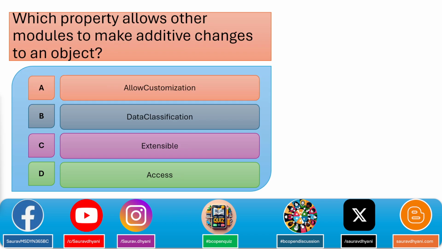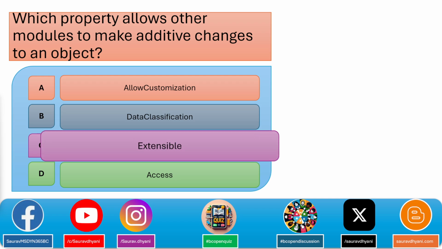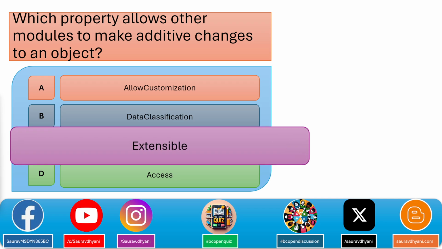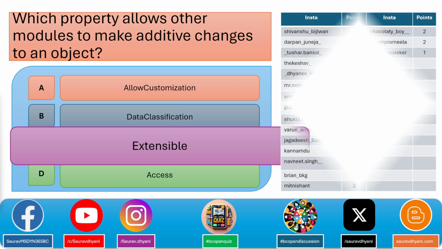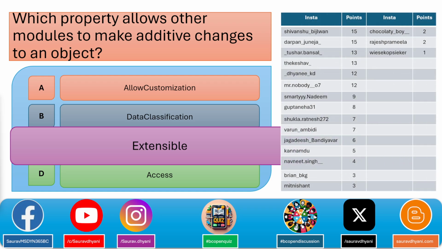Which property allows other modules to make additive changes to an object? What property you need to define on a table so that the other modules or extensions can make additive changes to an object? And the correct answer is extensible. If an object is set to extensible true, then and only then other apps or other extensions can make additive changes to your object. Still, Shivanshu and Darpan leading the board. Tushar, Keshav, Dhani Kedi and Mr. Nobody are trying to do a catch-up.